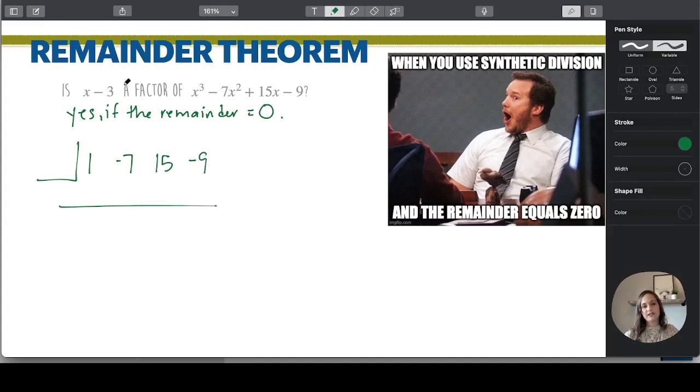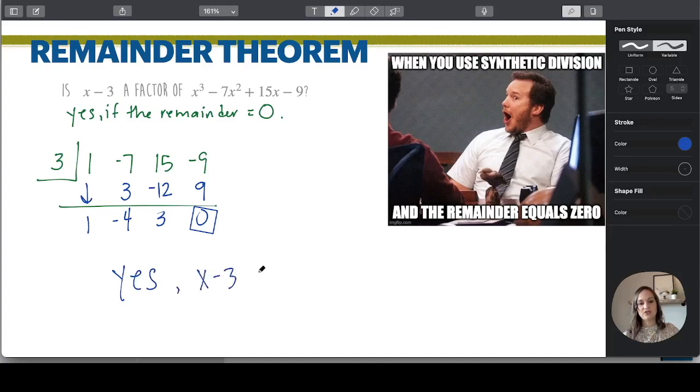If x minus 3 is a factor, then x equals 3 is what you're going to put on the shelf. And now let's figure out what you get. Always, always, always bring down the first number. 3 times 1 is 3, and now you add. You get -4. 3 times -4 is -12. Add, you get 3. 3 times 3 is 9. Add, you get 0. And so therefore, since you get a 0 for the remainder, the answer is yes. X minus 3 is a factor.